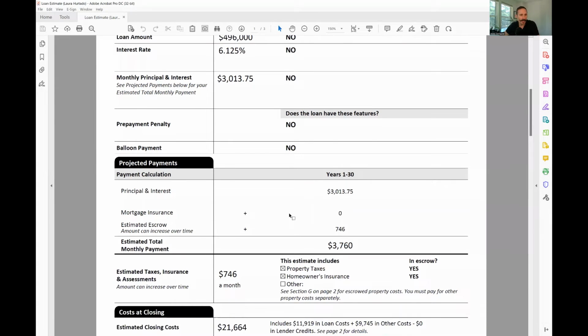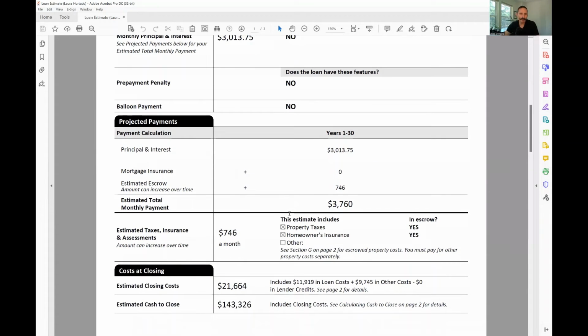And then in the middle of the page here, so projected payments. So you could see principal and interest payment years 1 to 30. Again, it's fully amortized fixed rate loan. So every payment you make for the entire term of the loan is going to be $3,013.75. There's no mortgage insurance premium, as you can see here, because you've got a greater than 20% down payment. And then below that, it says estimated escrow. And I am right here on this page or this portion, 746.